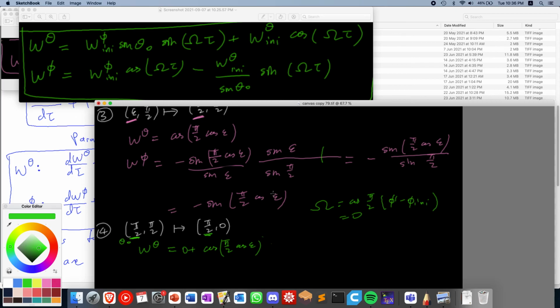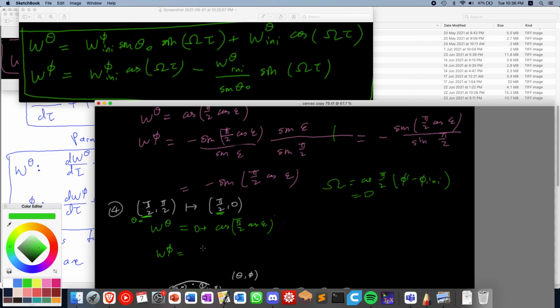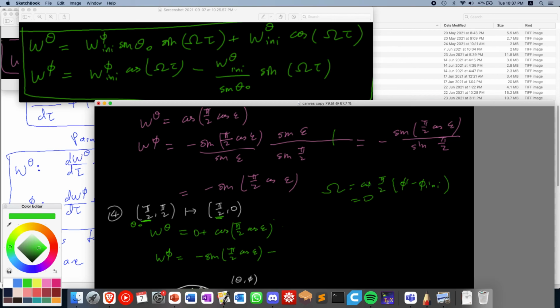Alright, after that, your phi equals that thing, so substitute these in. What is the phi initial? It's just minus sine pi over 2 cosine epsilon, and cosine of 0 is just 1. Then you minus the theta, but the sine of omega tau is just 0, so that's just 0. So this is your final result.